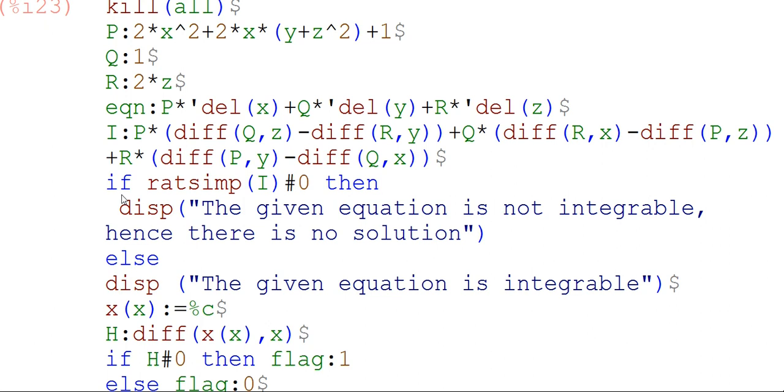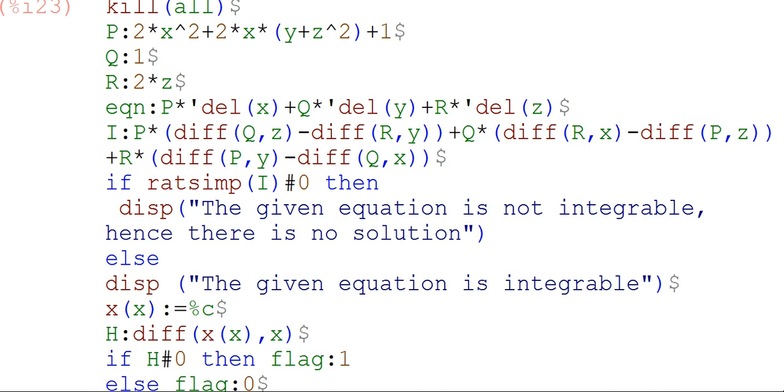So now we are using an if-else statement at this stage. If ratsimp of I is not equal to 0, then disp, the given equation is not integrable. Hence there is no solution. This asterisk symbol will be used for not equal in Maxima. Else, if this condition is satisfied, the other option here, this should be equal to 0. That is the meaning. But no need to mention that; if this doesn't happen, then the remaining thing can happen. So else, disp, the given equation is integrable.